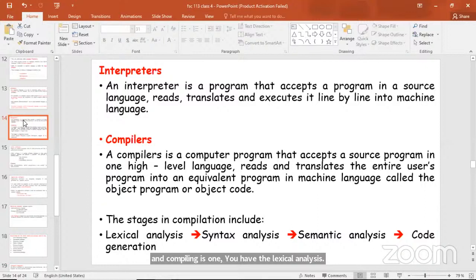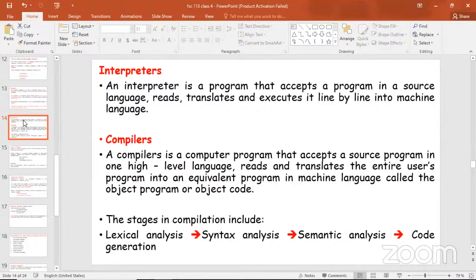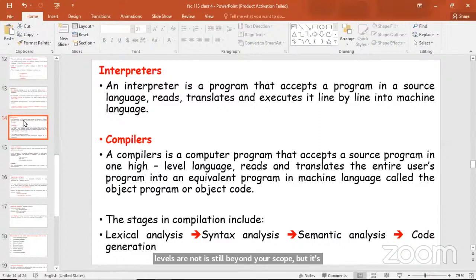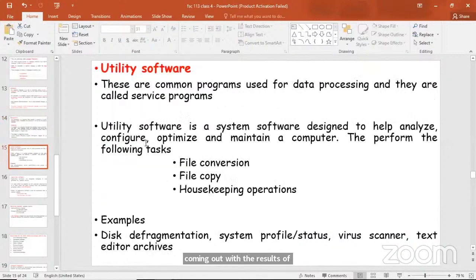Though the code generation can be sorted into different categories. Of course, these levels are still beyond your scope, but it's for you to know that they were mentioned. Lexical, syntax has to do with the arrangement, semantics has to do with meaning, then code generation is coming out with the results of the compilation.